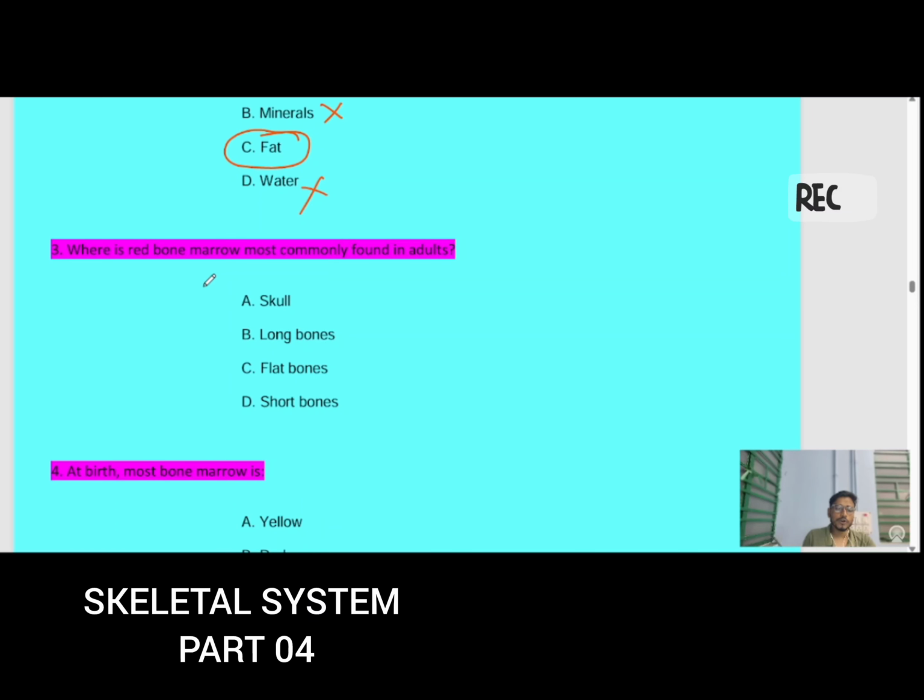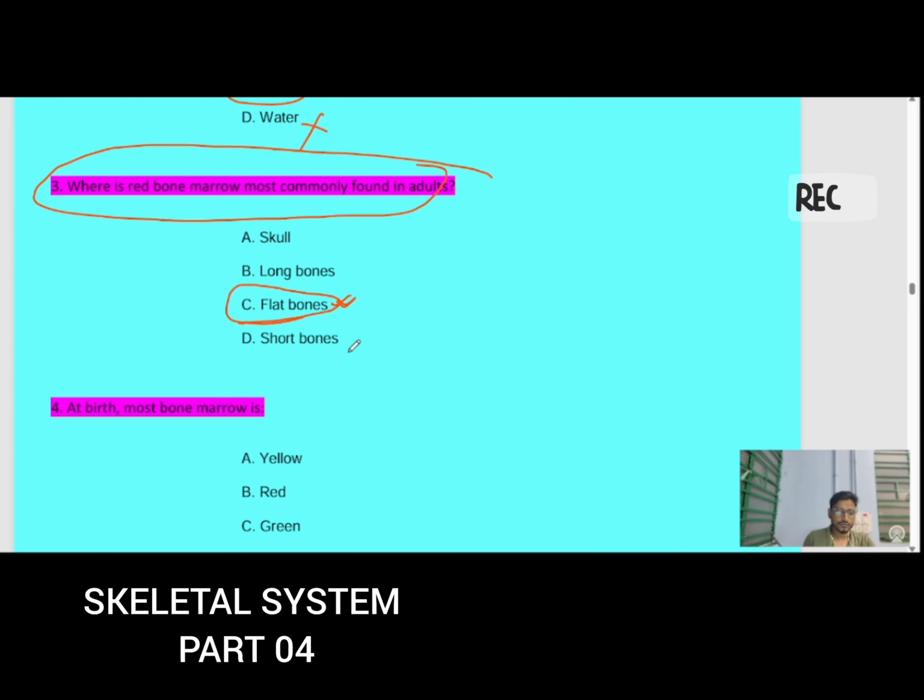Where is red bone marrow most commonly found in adults? Red bone marrow is most commonly found in the flat bones. In all of the flat bones we can find the red bone marrow, okay.